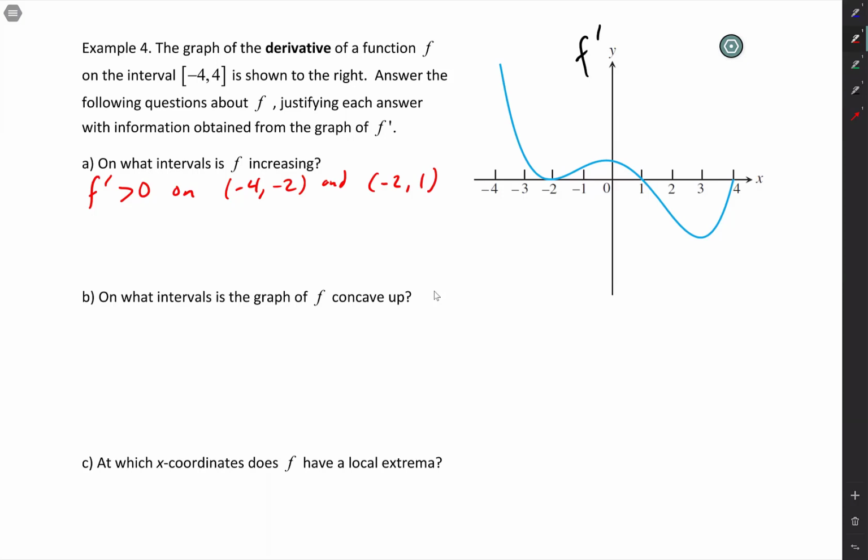So here we go, guys. Where is f increasing? I'm going to say it like this. F is increasing on -4. Tiff told me that she wants to use parentheses all the time, so I'm going to use parentheses. -4 all the way to 1. There it is. We're good? Guys, are we all good right now?